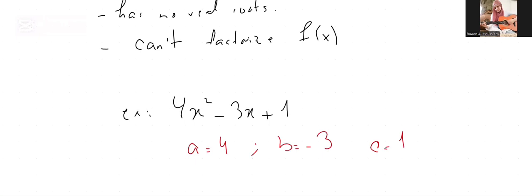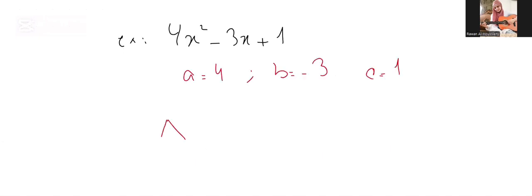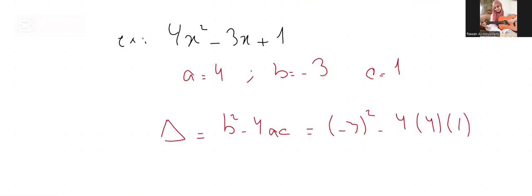Let's take an example. Let's say we have to factorize f of x, which is 4x square minus 3x plus 1. So let's determine the values of a, b, and c. So a is equal to 4, b is equal to minus 3, and c is equal to 1. So first, let's calculate the value of delta together. So delta is equal to b square minus 4ac. So b now is minus 3, all squared, minus 4 multiplied by a, which is 4, multiplied by c, which is 1. So by using calculator, it will give us a value of minus 7.